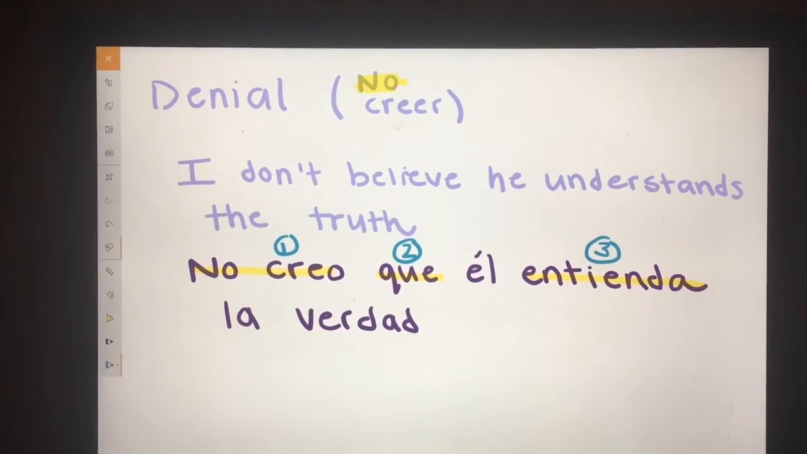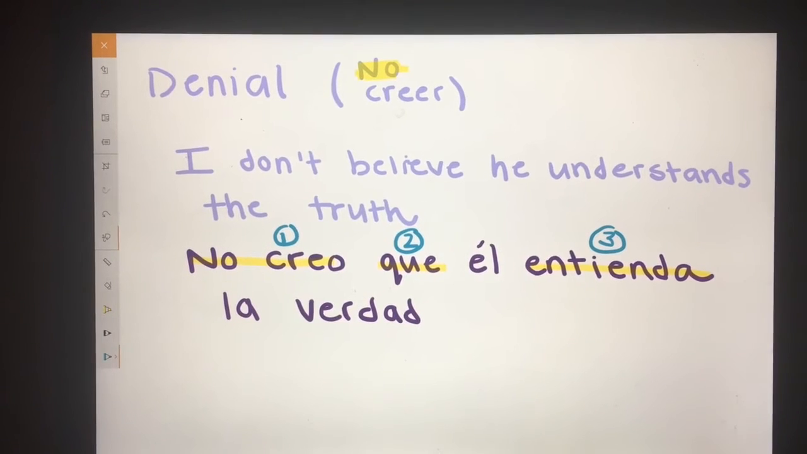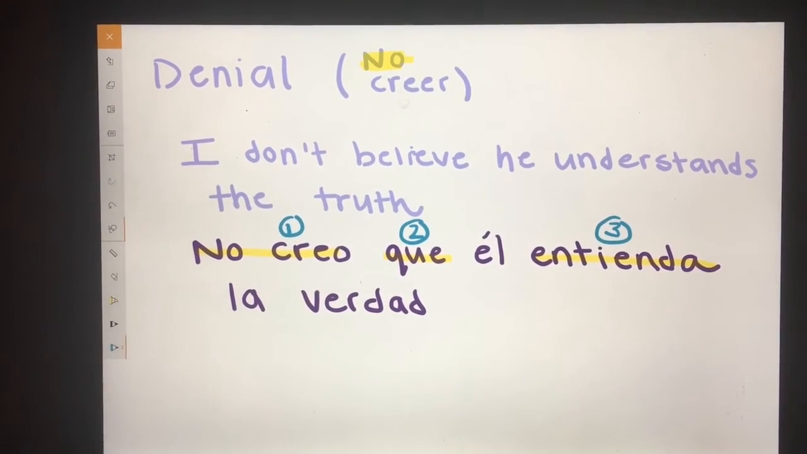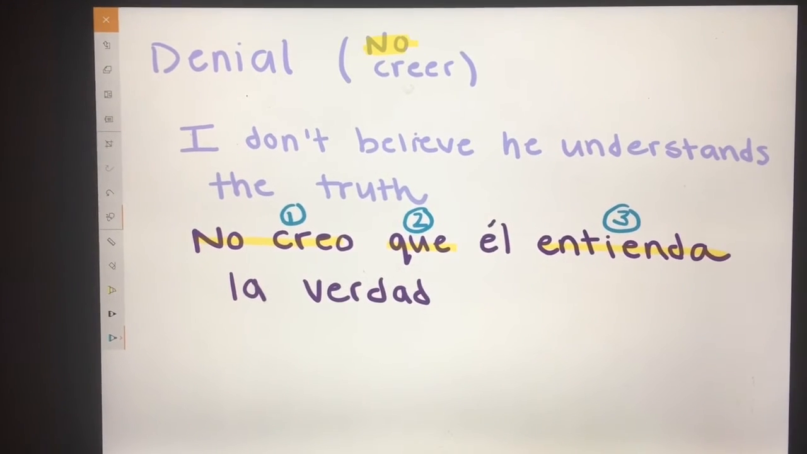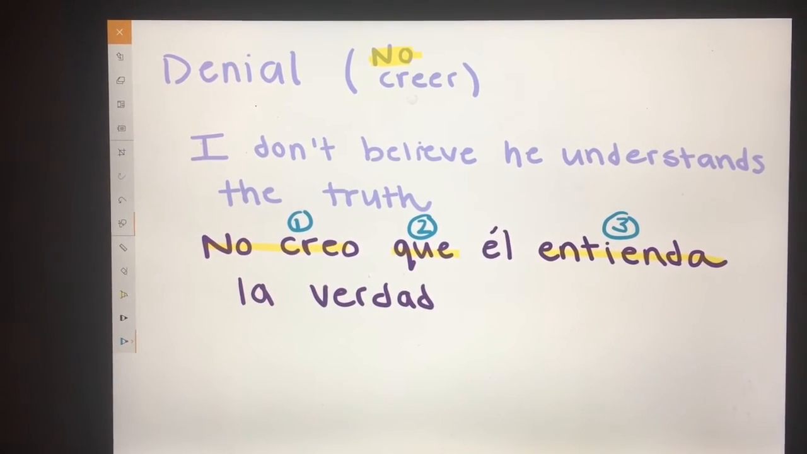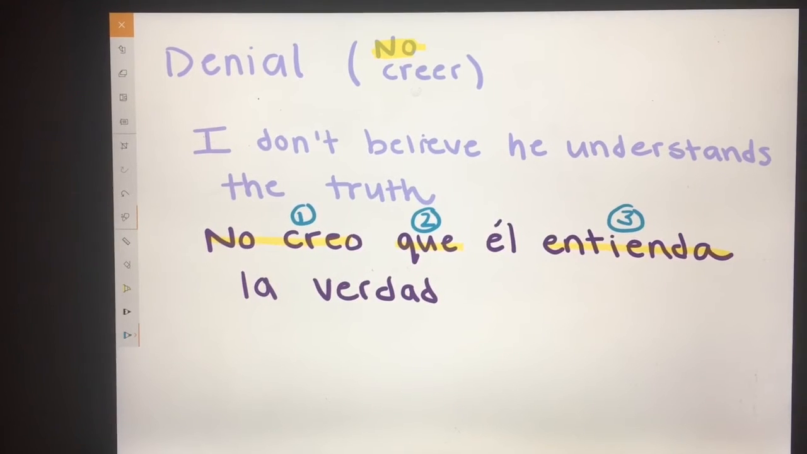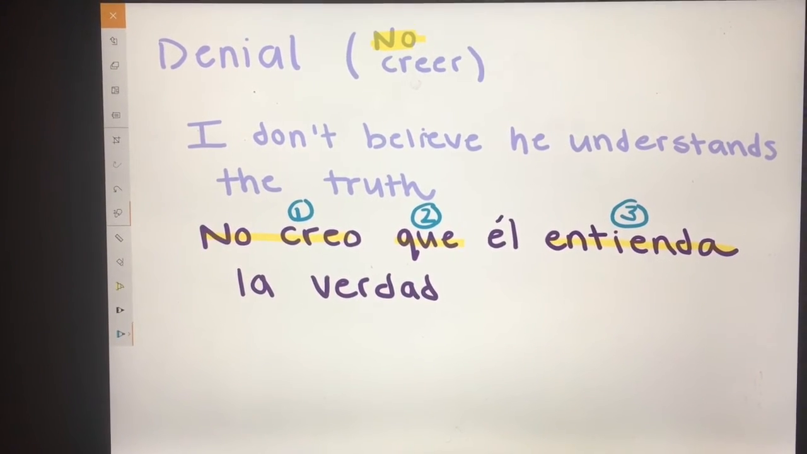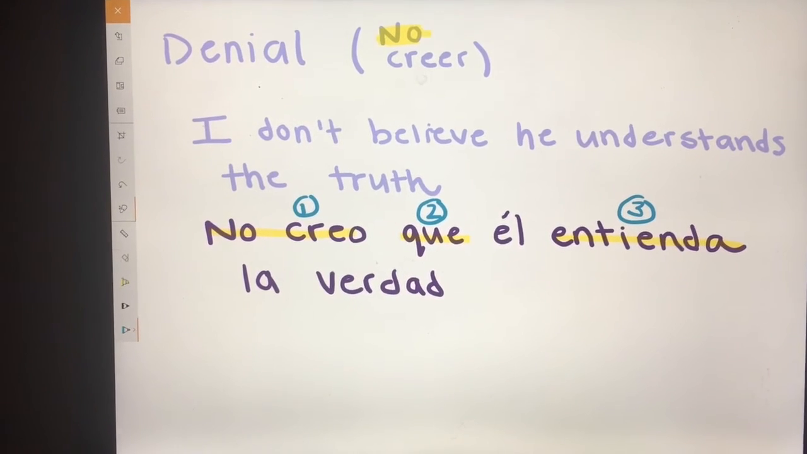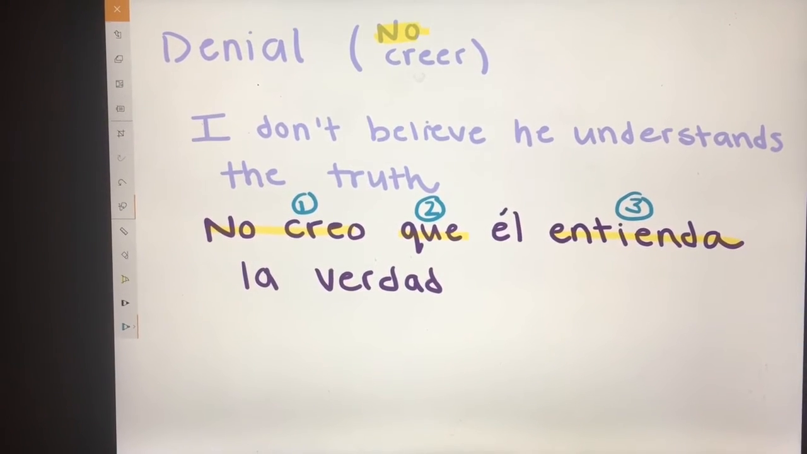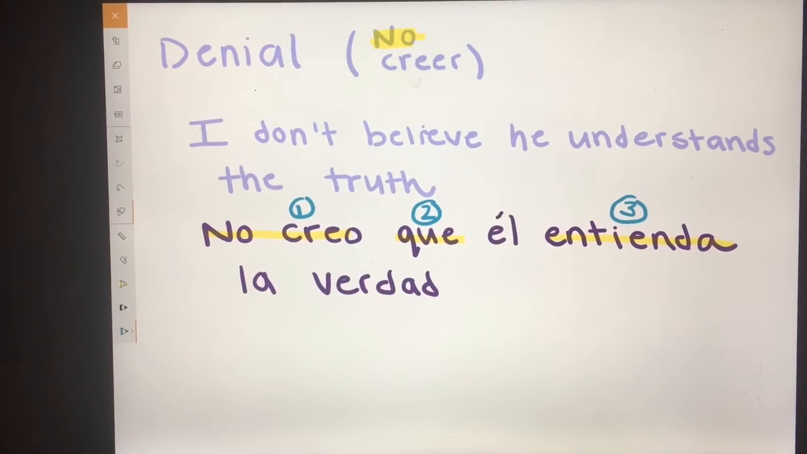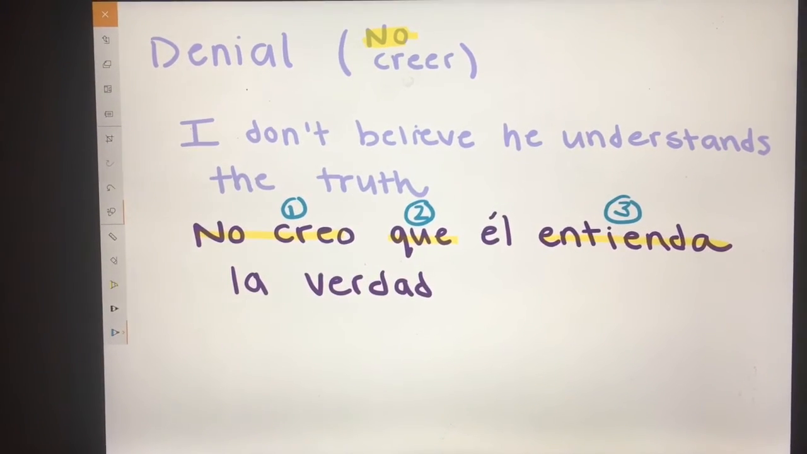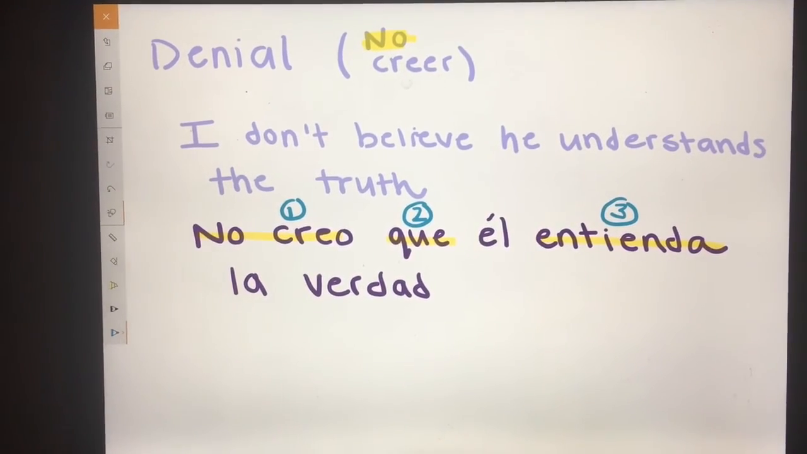So the sentence I chose to do is, I don't believe he understands the truth. No creo que, that takes care of the I don't believe, which is an indicator. You have the que, you have the change in subject from I to he. So I can use the subjunctive here. The verb to understand is entender. It's a stem changer, E to IE. The yo form is yo entiendo. And since it is an ER verb, the opposite ending is going to be a. No creo que él entienda la verdad.